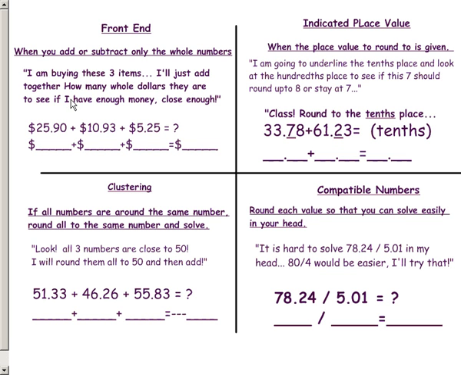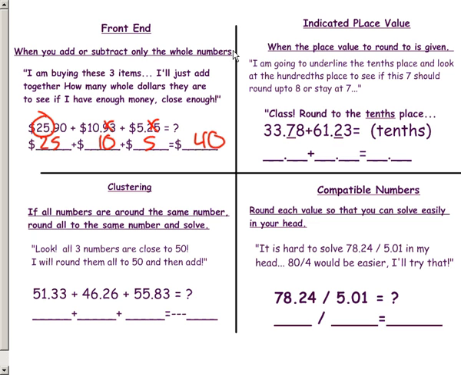So if I'm buying these 3 items, I'm just going to add together how many whole dollars they are to see if I have enough money, and that's going to be close enough. So I would round $25.90 and just make it $25. I would make this just $10, $5, and then I can easily add and say those 3 items are going to cost about $40. So that's front end, where you just use the front end of the decimal.